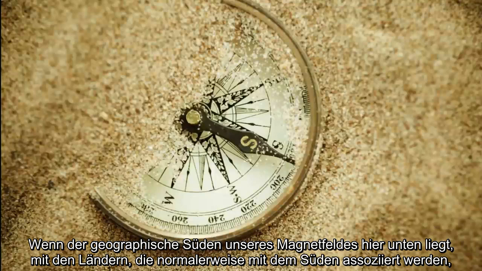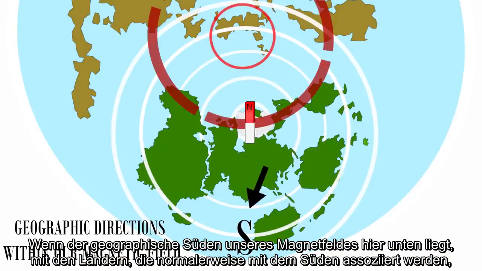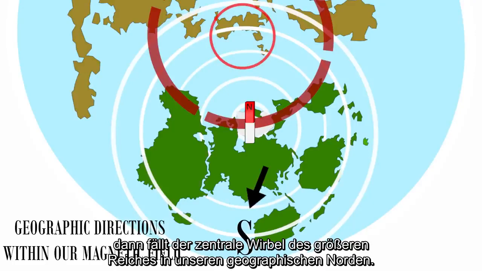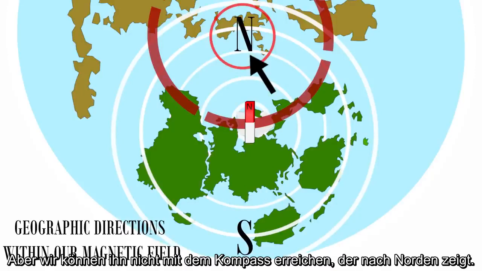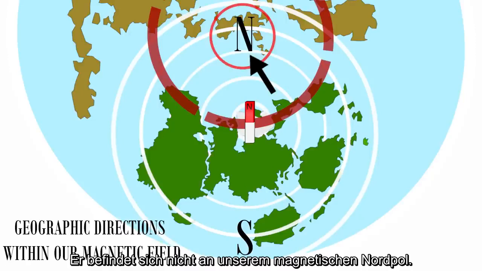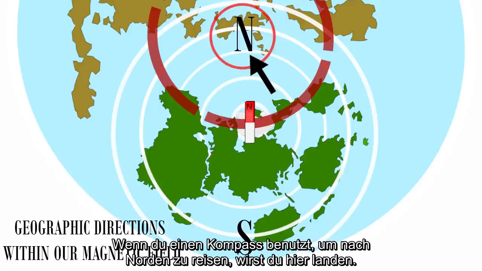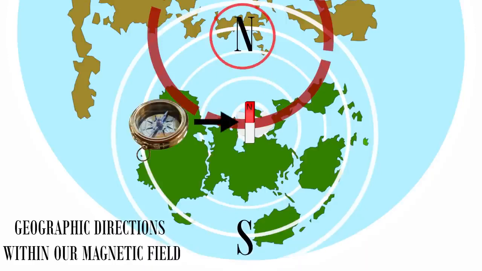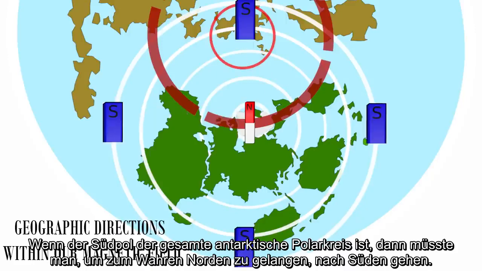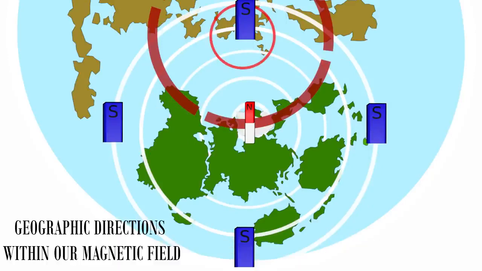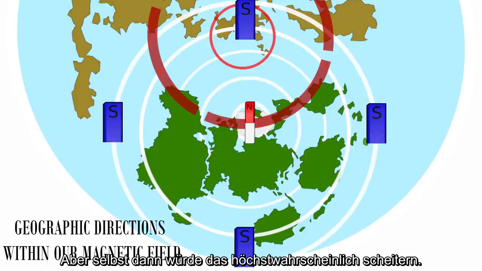If the geographic south of our magnetic field is down here, with the lands usually associated with south, then the central vortex of the greater realm falls within our geographic north. But we would not be able to reach it with the compass pointing north. It is not located at our north magnetic pole. If you use a compass to travel north, you will end up traveling here. If the South Pole is the entire Antarctic Circle, then to travel to the true north, you would need to go south. But even then, this would most likely fail.